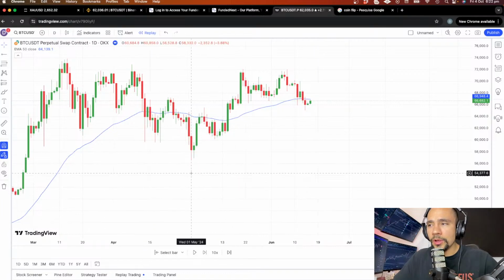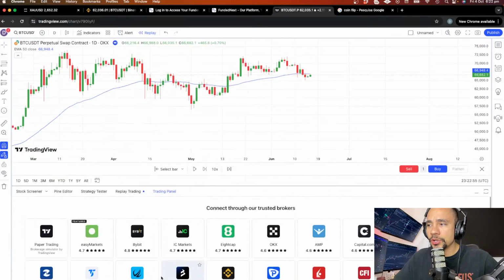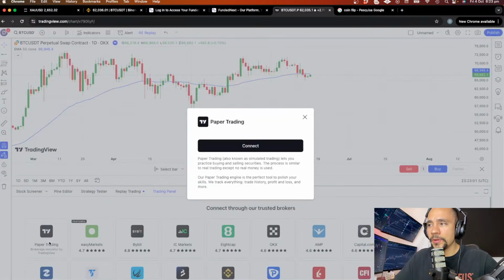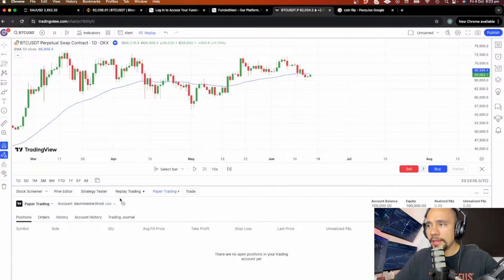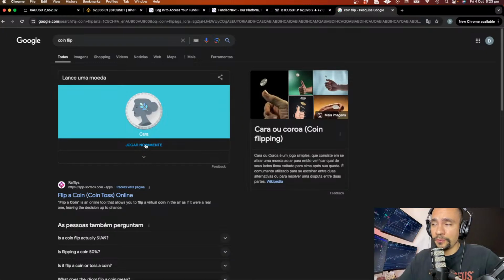So go to the demo account, which here on TradingView, you can basically just click on trading panel and paper trading. So it's a simulator by TradingView. You click paper trading, you click connect, and there you have it. They give you a $100,000 account of fake money, and you can just basically play the game I played if you want to. So let's see what comes.